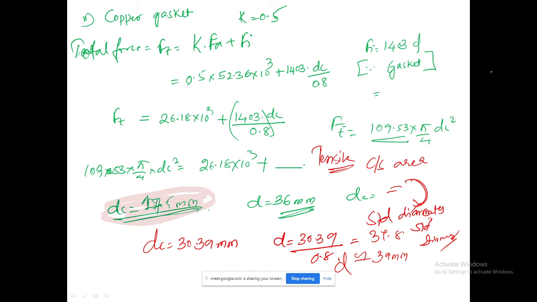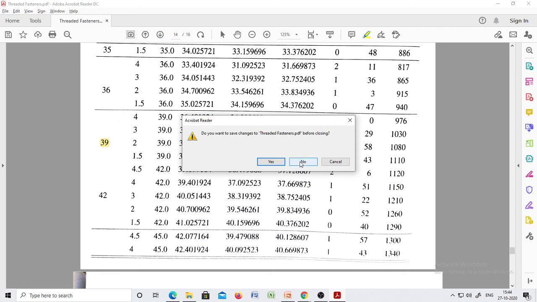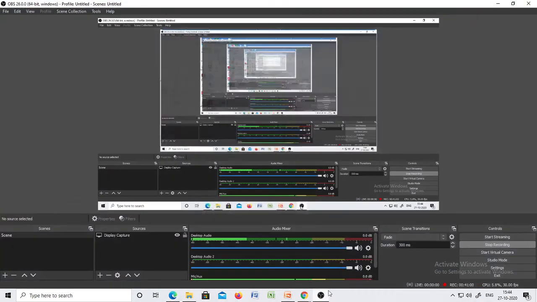So I think the problems are sufficient over initial tensions. We just go through solved problems from JBK Das as well as Krishna Rao. So tomorrow we start the problems on eccentric loaded bolted joints. So just give the attendance.